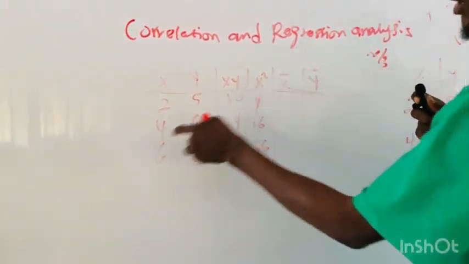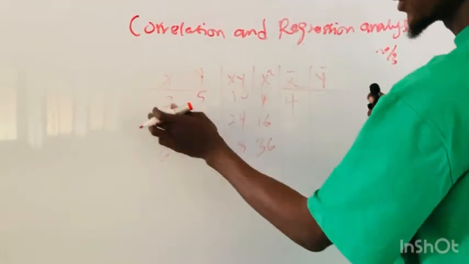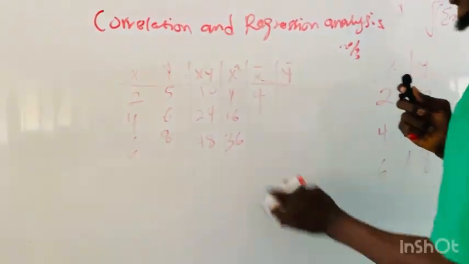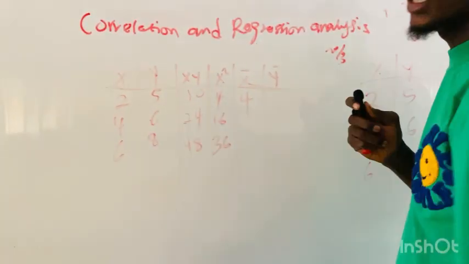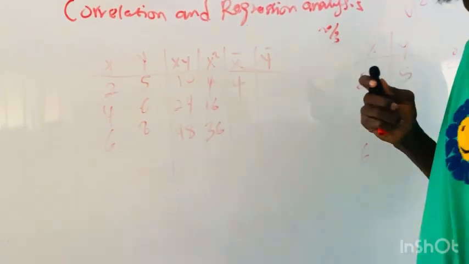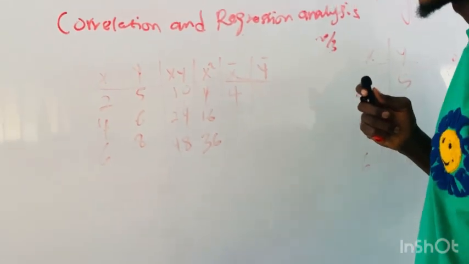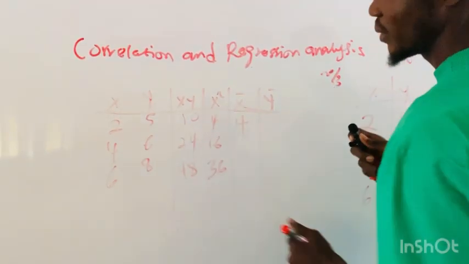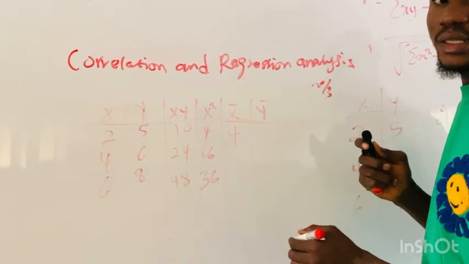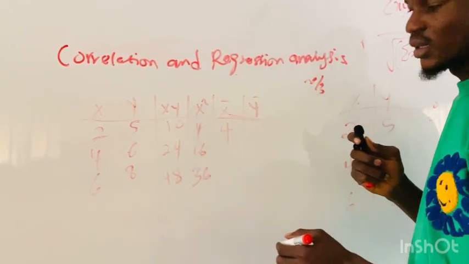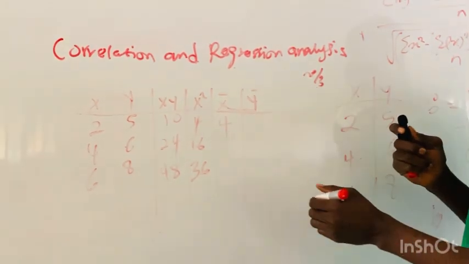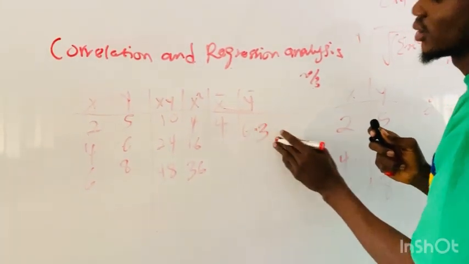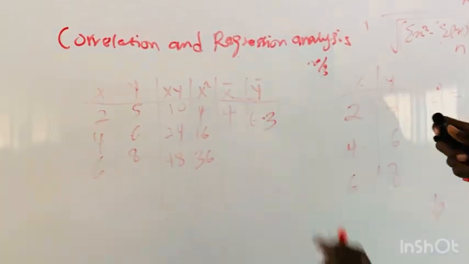Then our x mean is going to be 4, because 2 plus 4 gives us 6, 6 plus 6 gives us 12, and 12 divided by 3 gives us 4. For y, 5 plus 6 gives us 11, 11 plus 8 gives us 19. Then 19 divided by 3 is 6.3. Let me just say 6.3. So these are our values that we are going to use.